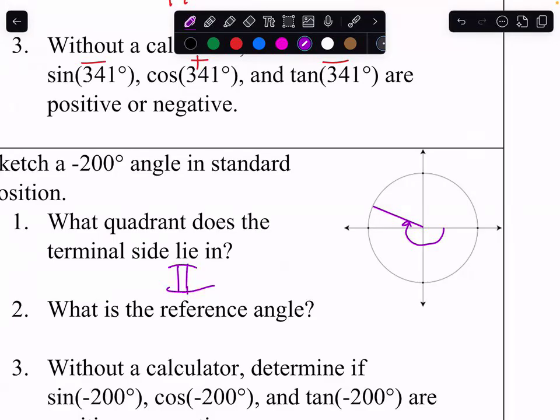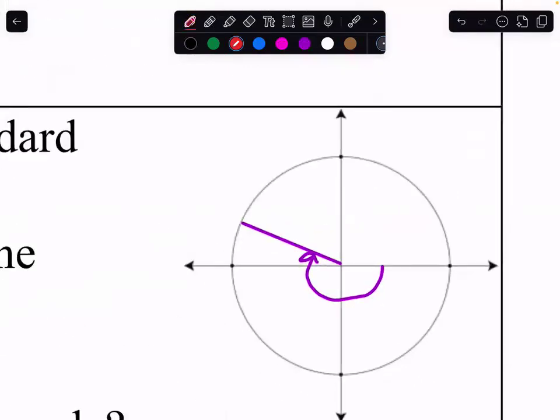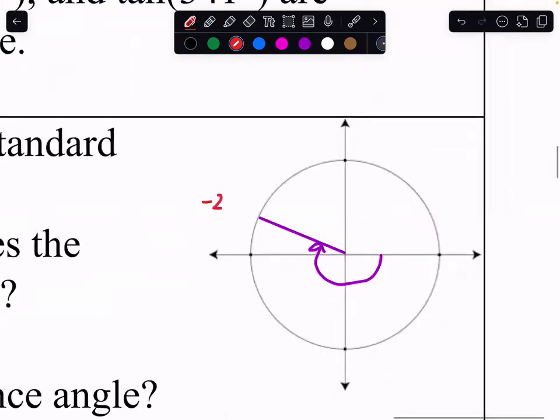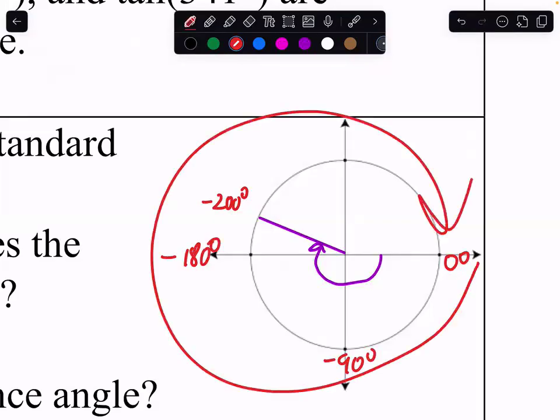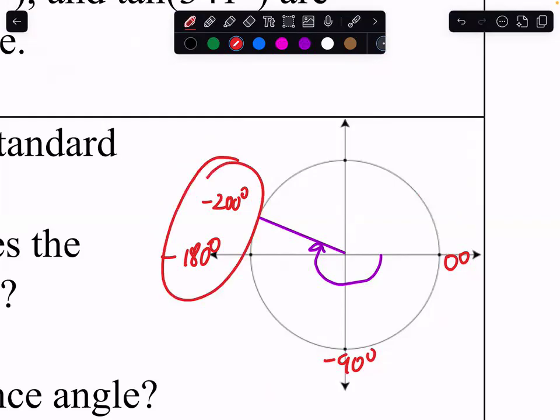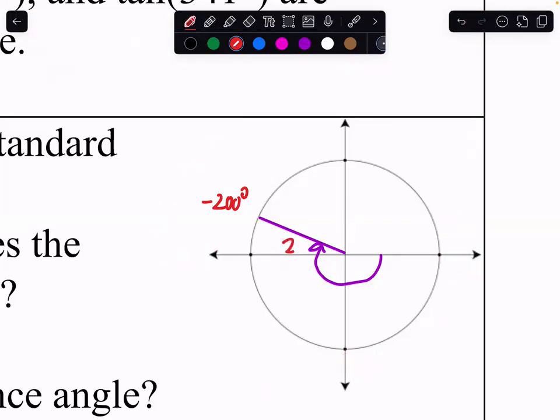Okay, the reference angle, how do you get to the x-axis? Again, you can either continue that direction or double back. Here, it's much faster to double back. Okay, so you're at negative 200. So if you want to think about it in reverse, here is 0. So this would be negative 90 degrees. This would be negative 180 degrees, right, if you're going this way. Okay, so how far is negative 200 from negative 180? It's 20 degrees away. Again, you always use positive reference angles.